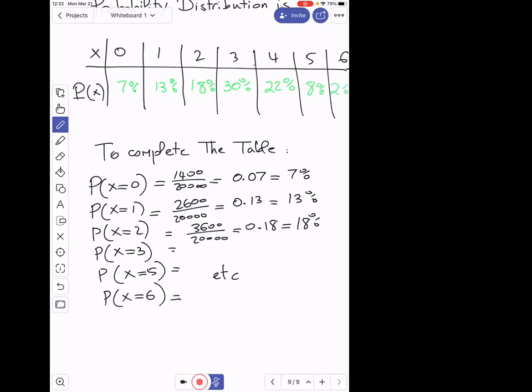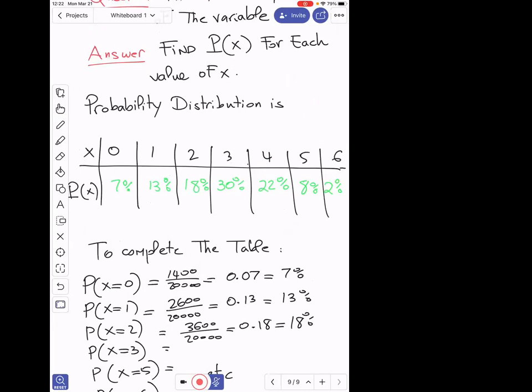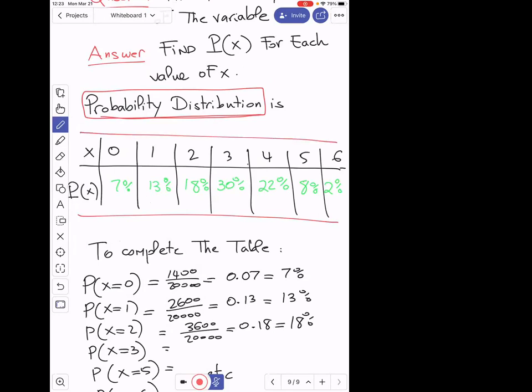So 2%. Okay. So this table where you assign for each value of x the probability of x, that's what we call the probability distribution. So when you hear the word probability distribution, guys, it means it's a table where you assign for each value of x the probability of x. So that's what we mean by probability distribution.